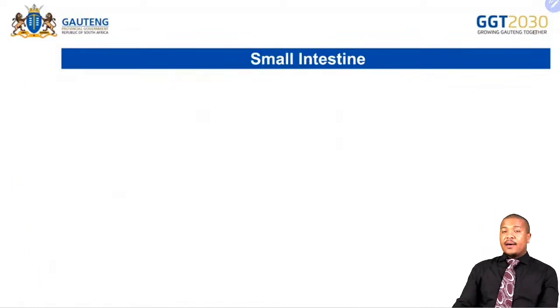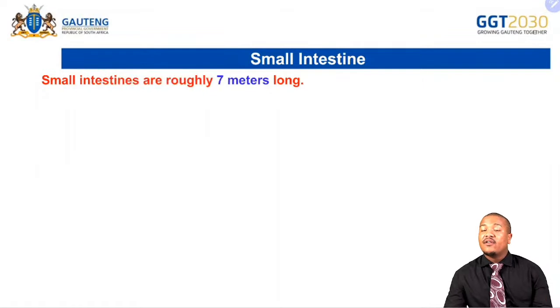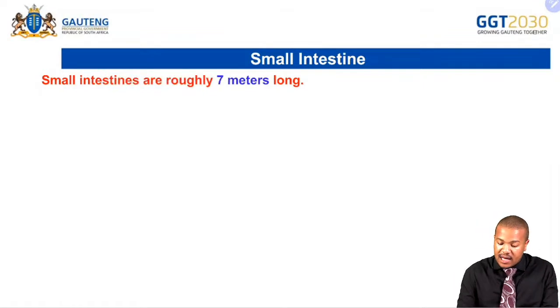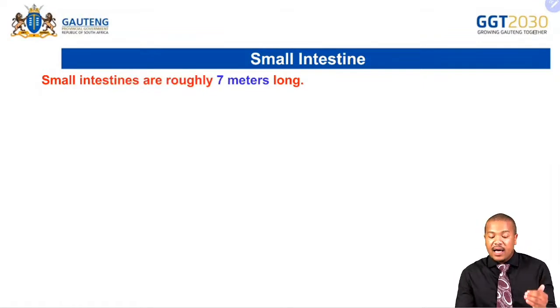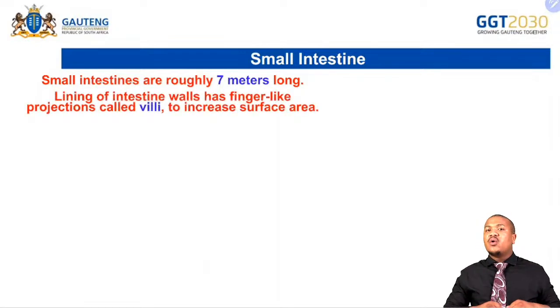Now, moving on to the small intestine, which is the path the food travels after the stomach. The small intestines are roughly 7 meters long. If you were to stretch them out, you'd find out that they are 7 meters long.